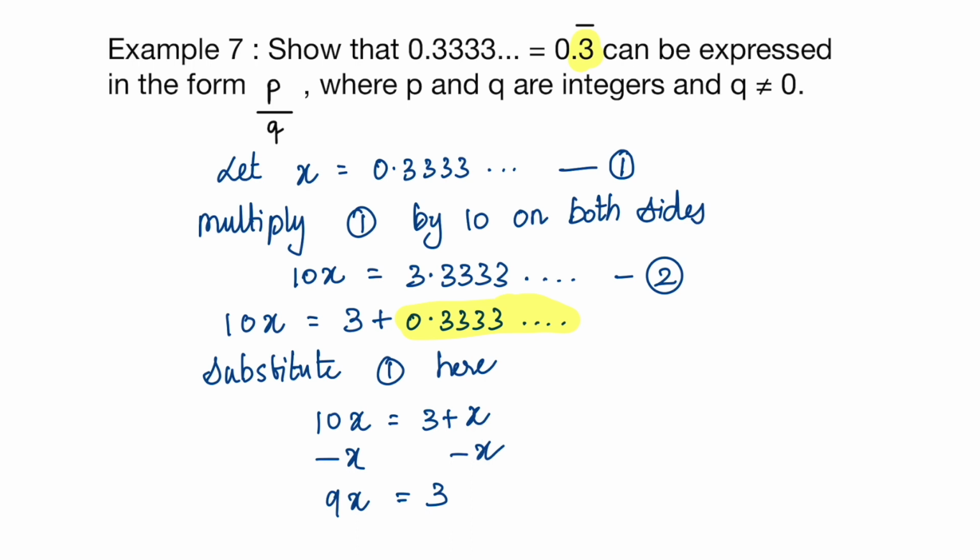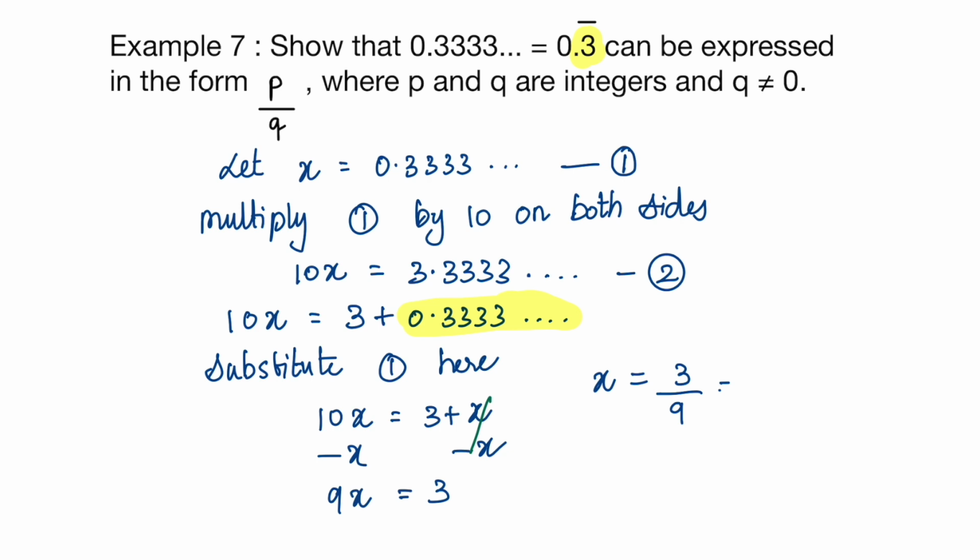I think I'm better off using a different color. This x and this x get cancelled, and this 10x becomes 9x. Okay, so 9x is equal to 3. That would tell us that x is equal to 3 divided by 9, which can be simplified into 1 by 3. Okay, and that is the value of x. x is equal to 1 by 3.